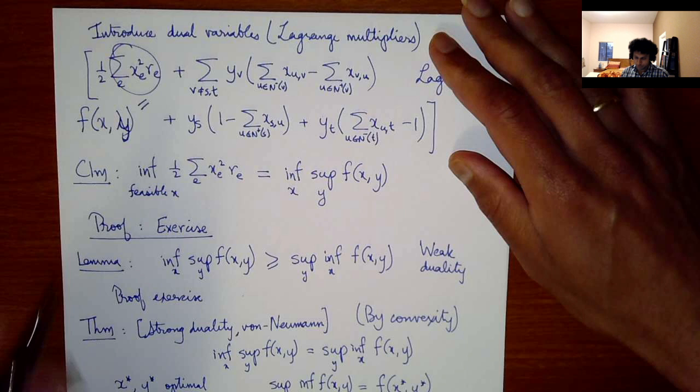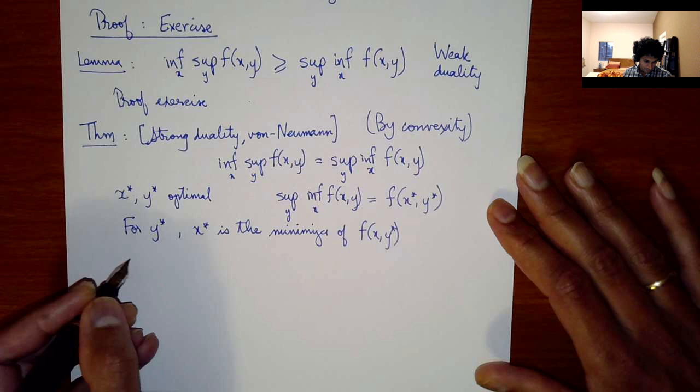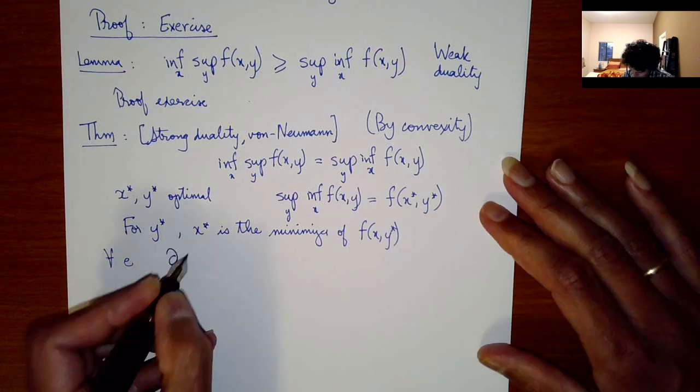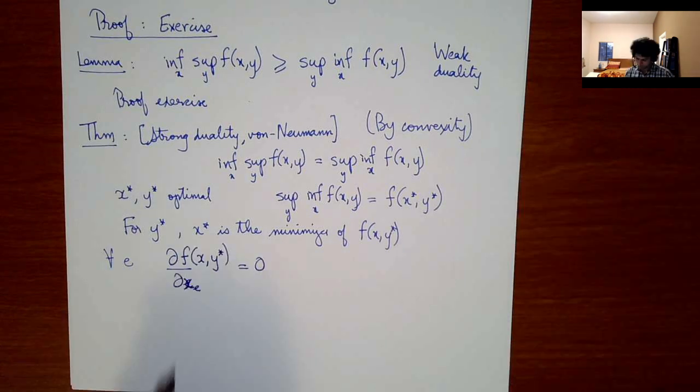And you know, f(x,y) is not a horrible expression. So what you can do is by calculus, technically you have to take second derivatives and other things like that, but you know it's going to be a stationary point. So for all edges e, you can take the derivative with respect to x_e. The partial derivative of f(x, y star) with respect to x_e is 0. It's a minimizer. So you get this. Okay, so far so good.